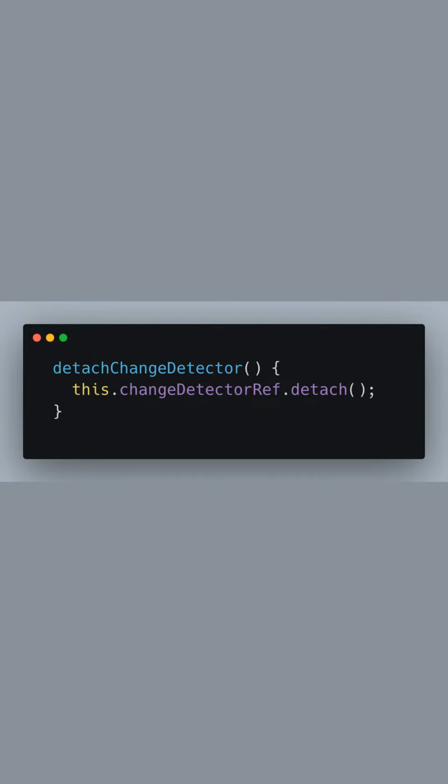Now, we have a method called detachChangeDetector. This method calls the detach function on our changeDetectorRef property. When called, this function detaches the change detector from the component's change detector tree. Detaching it means that even if the data model changes, Angular won't check the template for changes, thus improving performance when updates are not necessary.